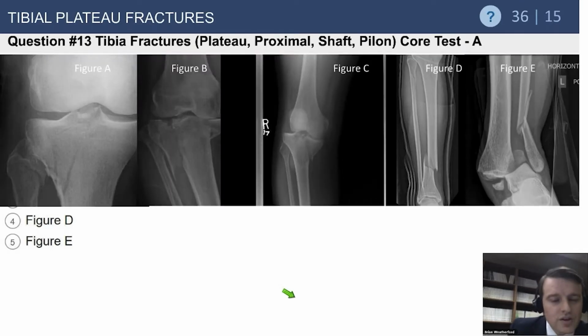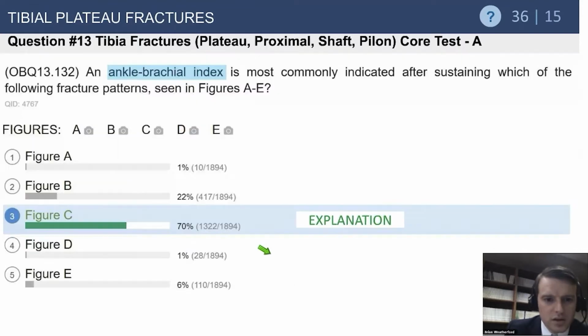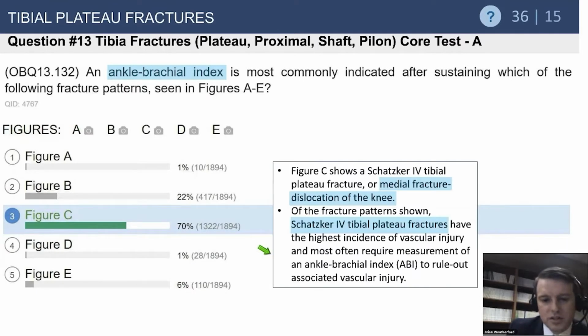Okay, so this is another great question. Ankle brachial index is most commonly indicated after sustaining which of the following fracture patterns seen in figure A through E? Okay, so we're going to go to our answer choices here. Hopefully, you guys have had a chance to look at these images.